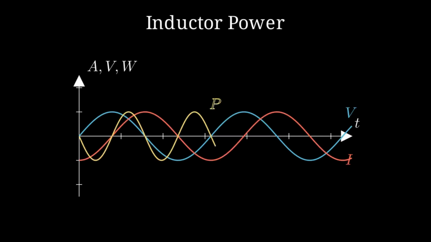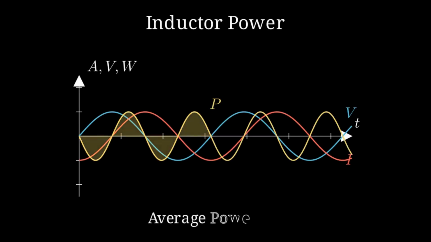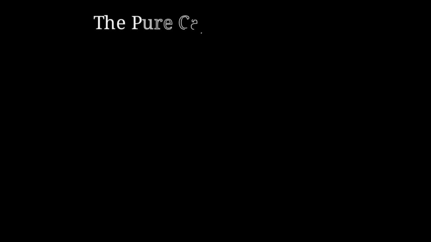During one half cycle, it stores energy in its magnetic field. During the next, it returns that energy to the source. The average power over a full cycle is exactly zero. Now, let's switch to a purely capacitive circuit.